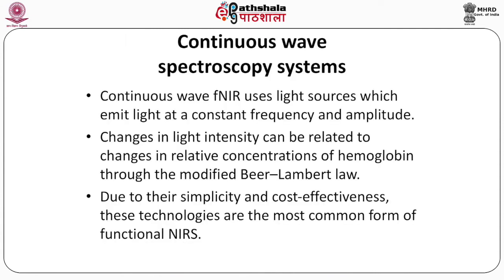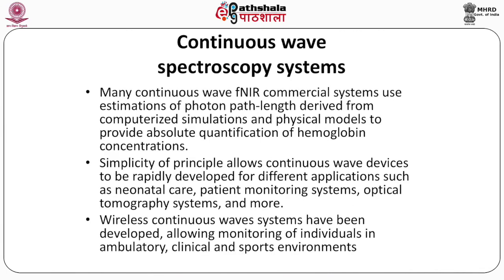Continuous wave fNIRS, the functional near infrared spectroscopy, uses light sources which emit light at a constant frequency and amplitude. So here the characteristic feature is the emitted light, and that will be the continuous wave. Changes in light intensity can be related to changes in relative concentration of hemoglobin through the modified Beer-Lambert law that we have talked about. Due to their simplicity and cost effectiveness, these techniques are the most common form of functional fNIRS.